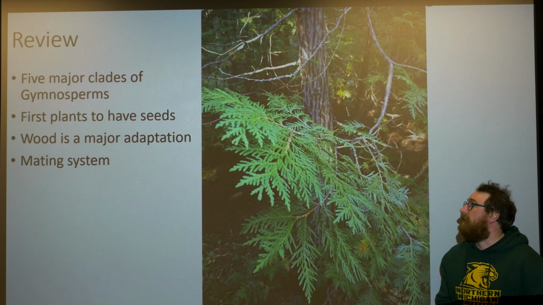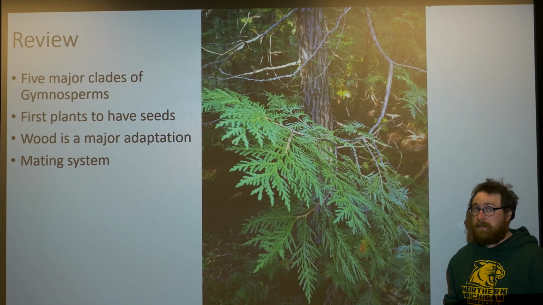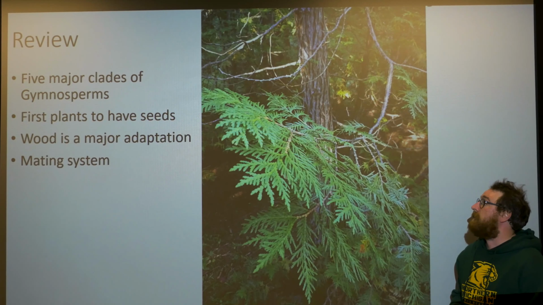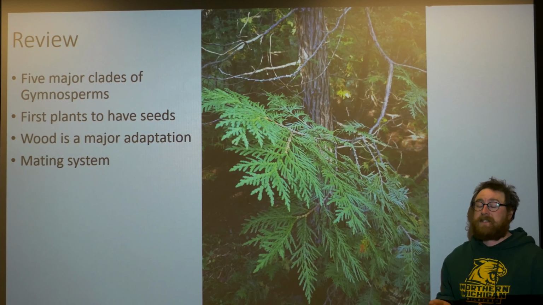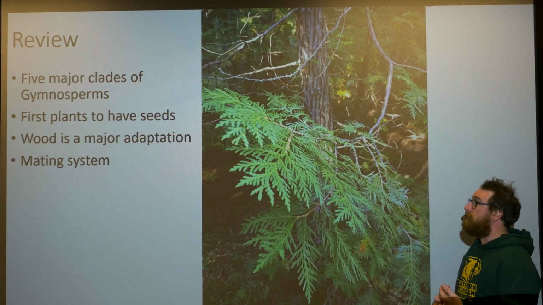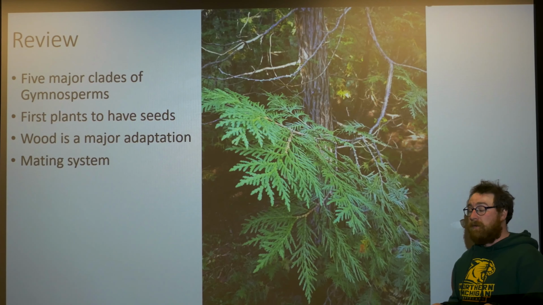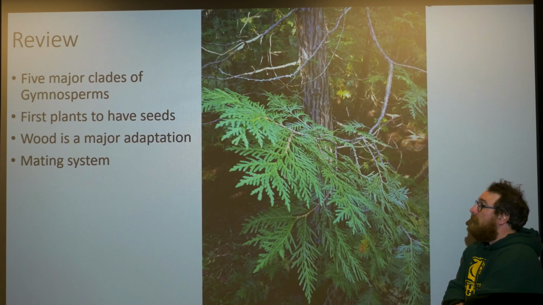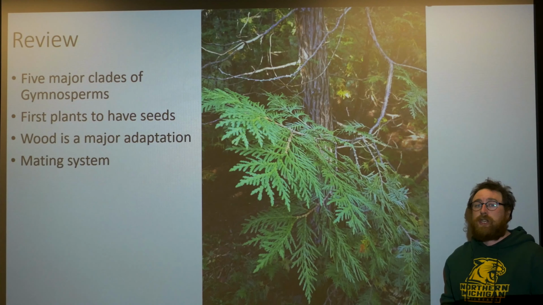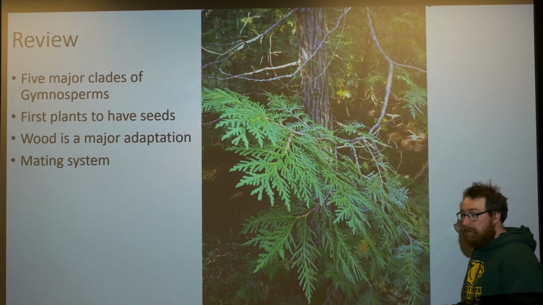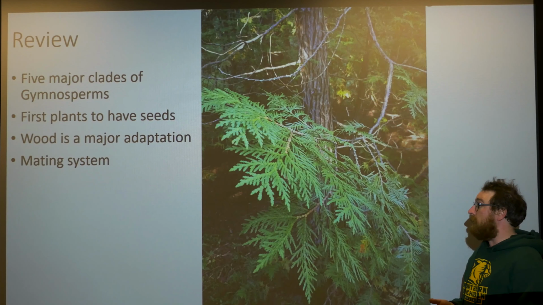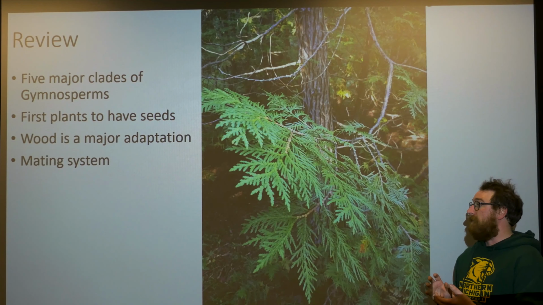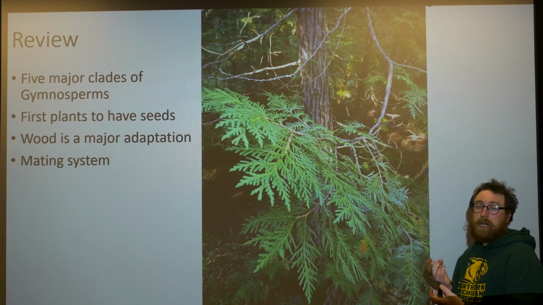So a quick review is that there's 5 major clades of gymnosperms, and those 5 clades are a really strong monophyletic group of woody seed plants. And these are the first big plants to have seeds, and it's really one of the reasons why gymnosperms have been such a historically successful group of plants, but also continue to persist today. As well, we see wood being a major adaptation in them, allowing them to stay successful and spread across the globe. And we also see very distinct mating systems happen because of these separate male-female reproductive tissues on these plants.